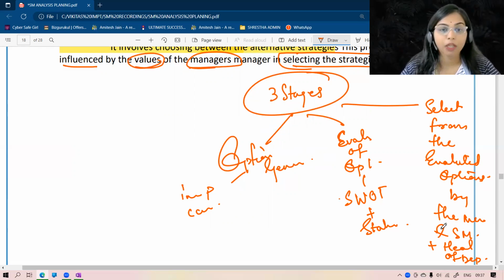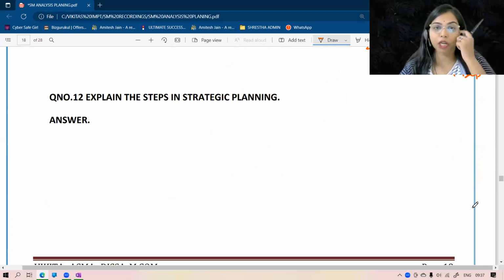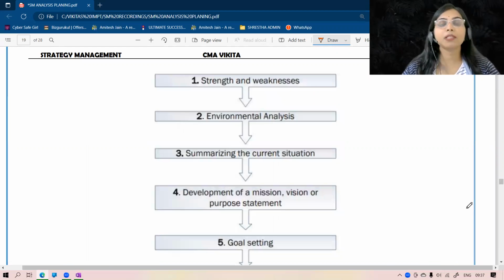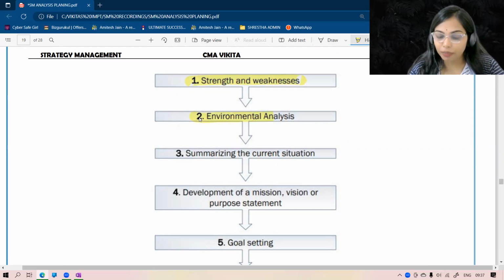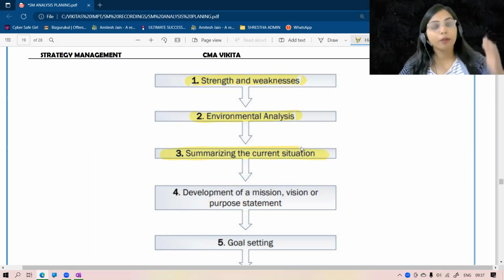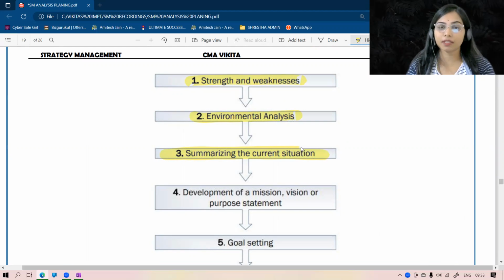Come on, superb. Now coming to the steps of strategic planning. See, those were the stages. Now I'm coming to the steps. The first step is you have to find out the strengths and weaknesses. Then you have to do environmental analysis. After that, you have to summarize the current situation, whichever present situation you are in. You have to check properly and jot down points on what your current situation is saying.